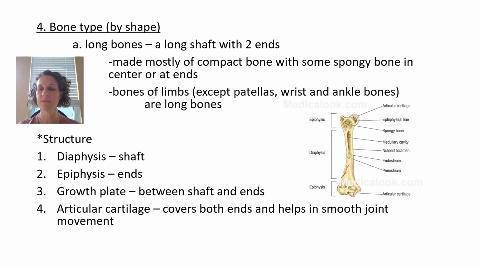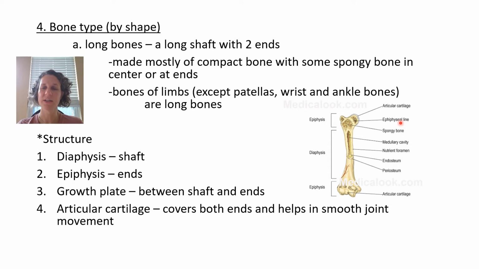Now, of course, you have kneecaps in there that are not long bones, and your wrist bones and ankle bones. But the other stuff in there, even the bones that make up your fingers, are long bones. So again, it's because of structure, not because of size. The structure of a long bone is, first of all, the shaft is called the diaphysis. That's labeled over here. Then you have the epiphyses, and these are the two ends.